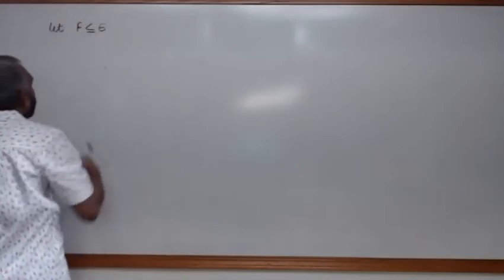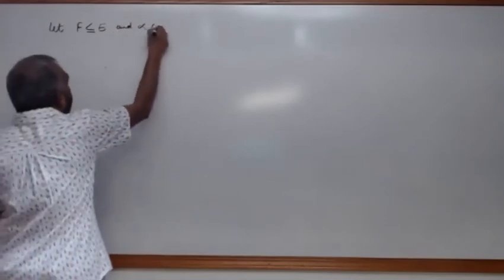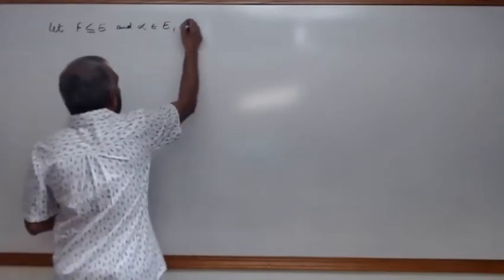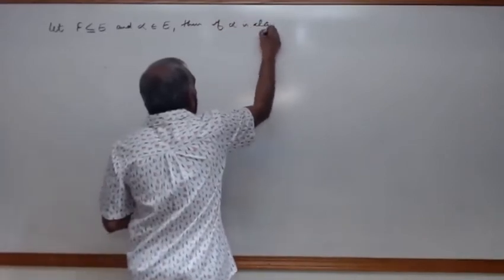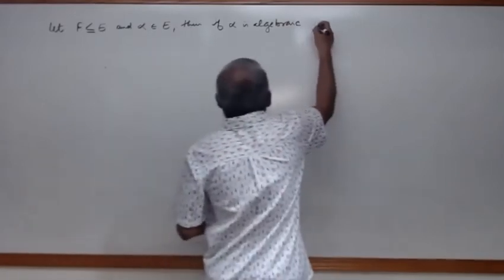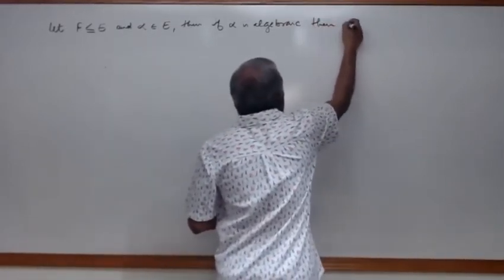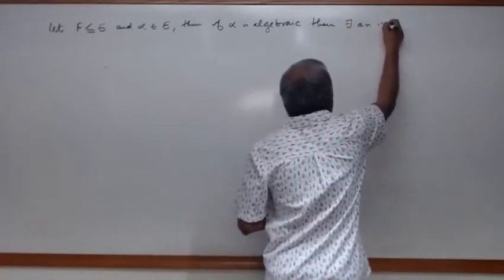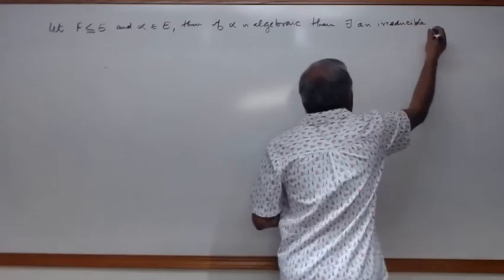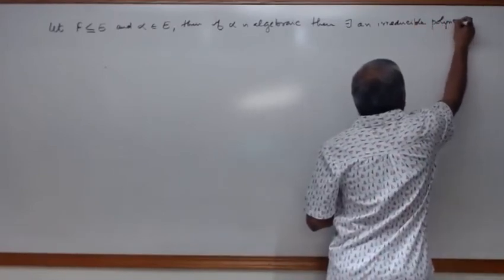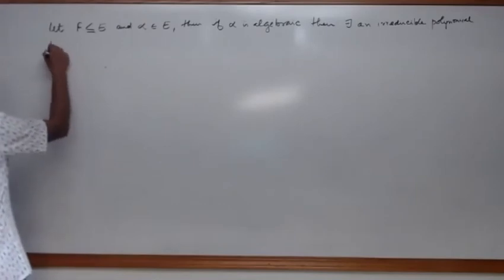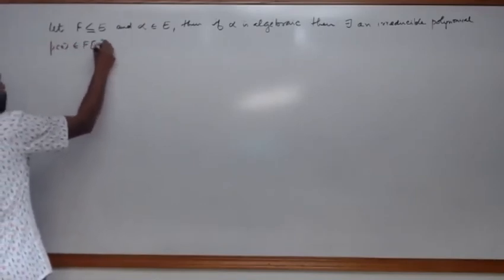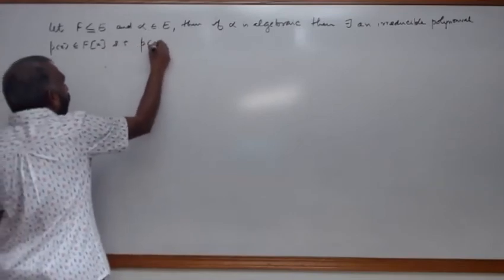Let E be the extension of F and alpha is an element of E. Then if alpha is algebraic, then there exists an irreducible polynomial P of x in F of x such that P of alpha is equal to 0.